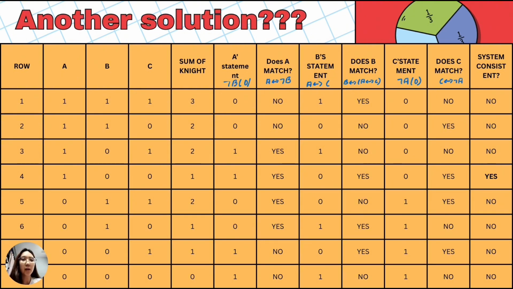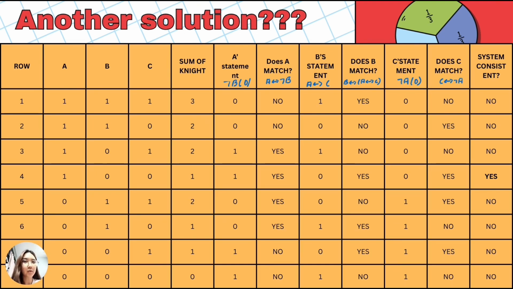And we also have to look at the A statement. So A says that B is a knave, which is B is not a knight. So B is equal to 0. So we compare the A statement with the column B. For example, row 1. B is 1. Is this the same as the A statement, which is B is 0? No, they are not the same. So this statement is wrong. So we put 0 for it.